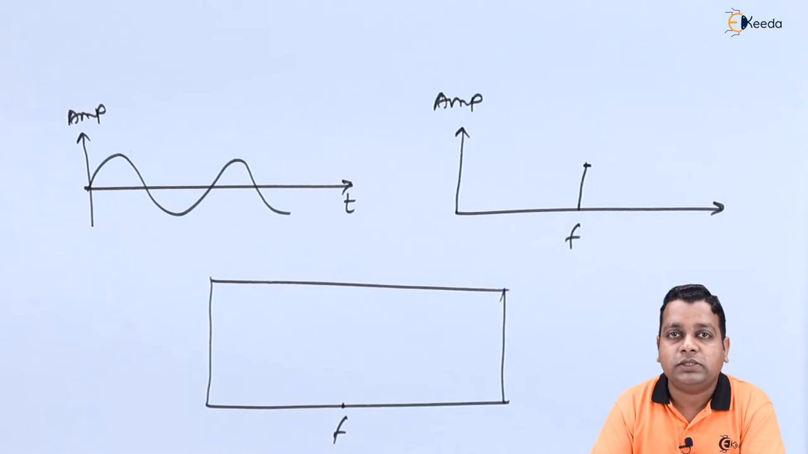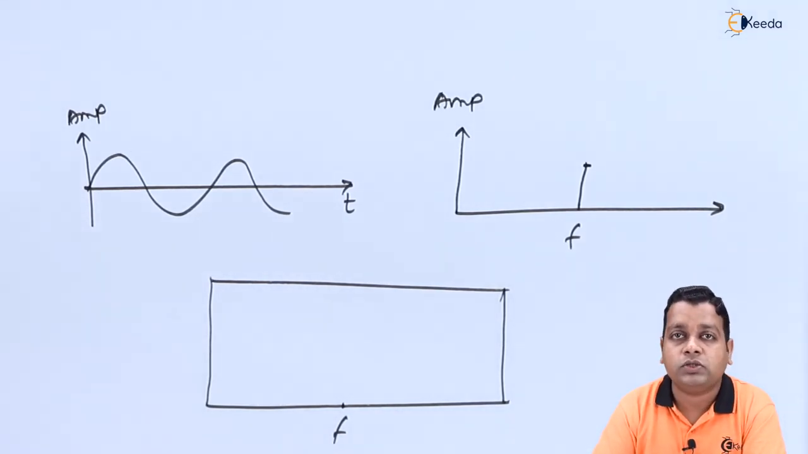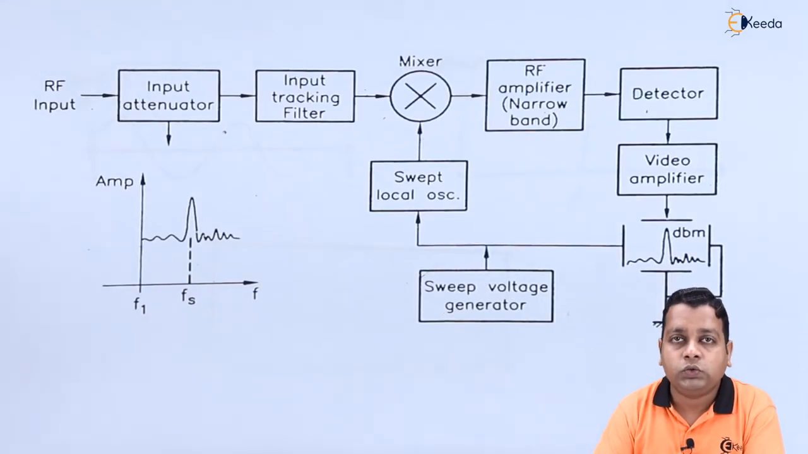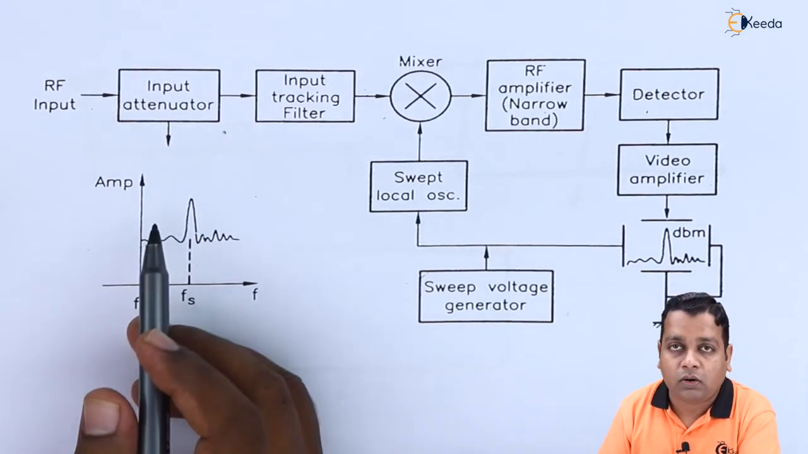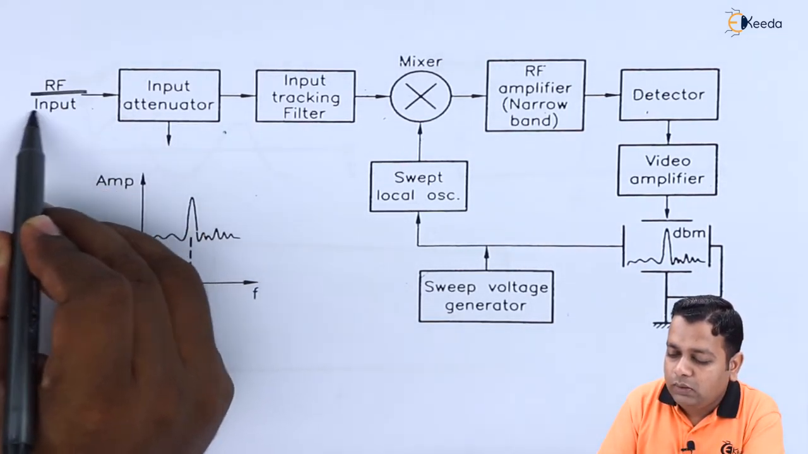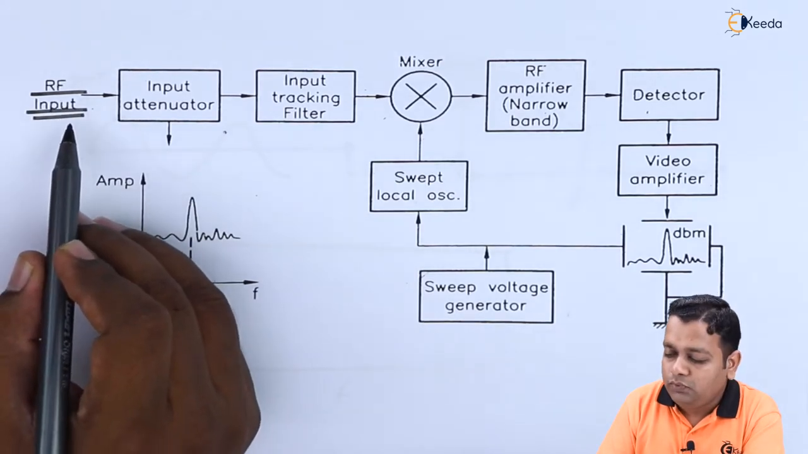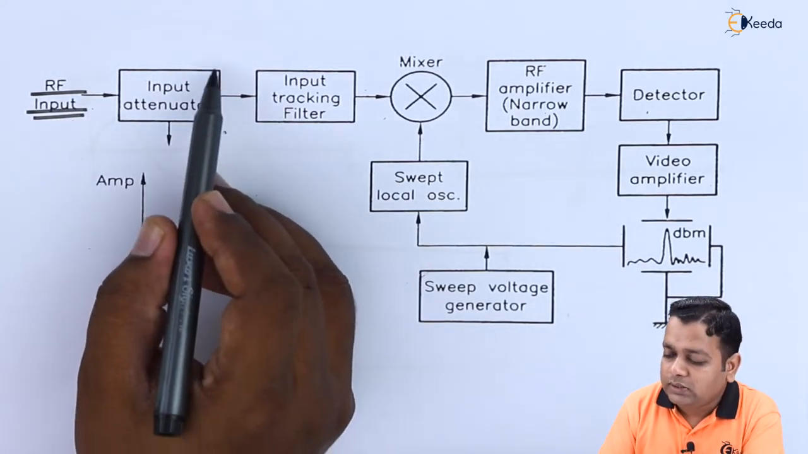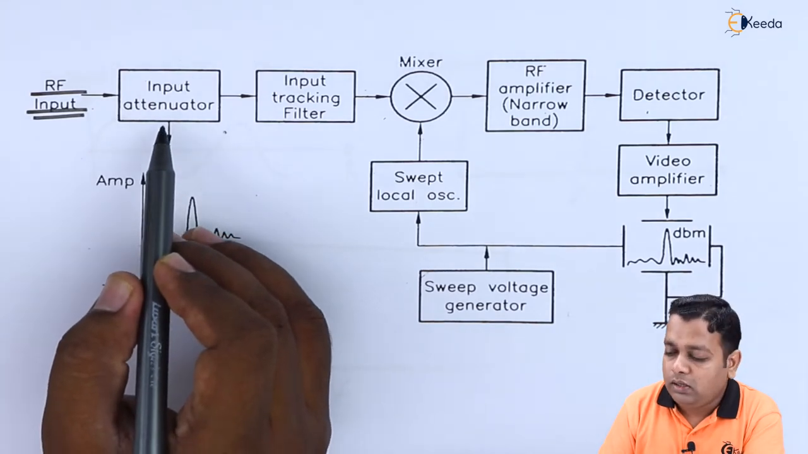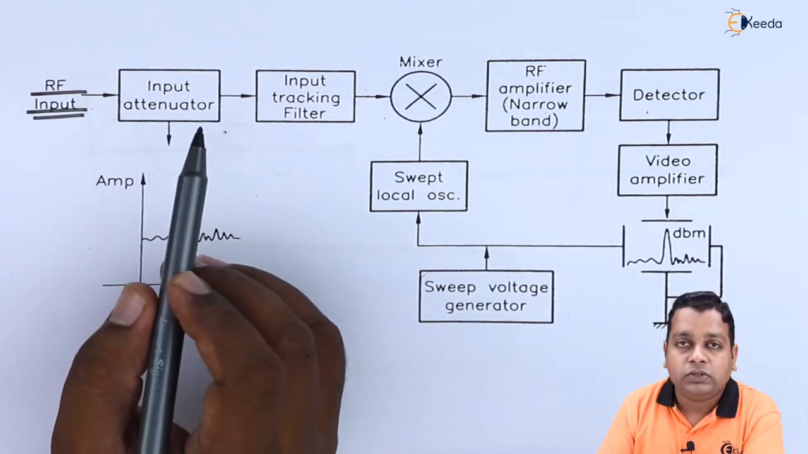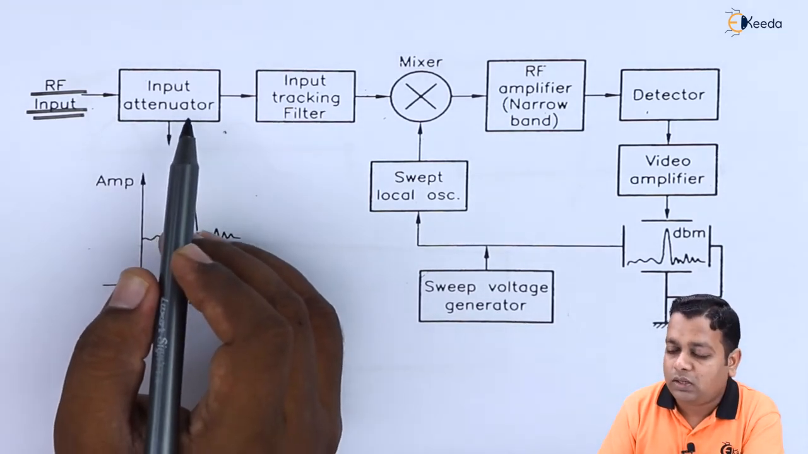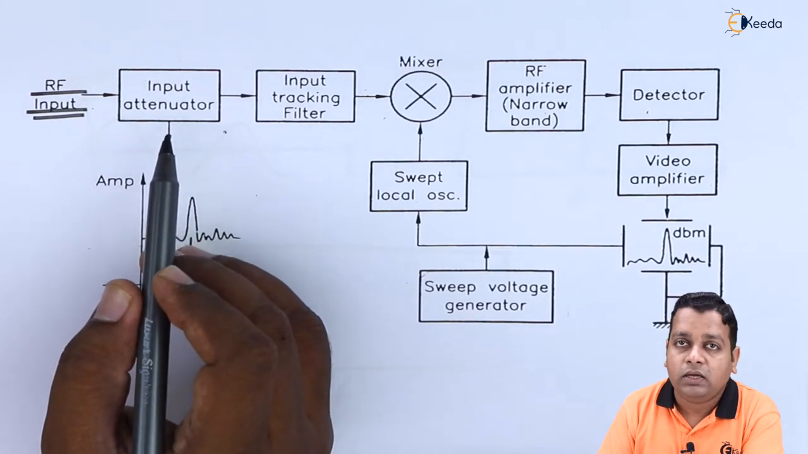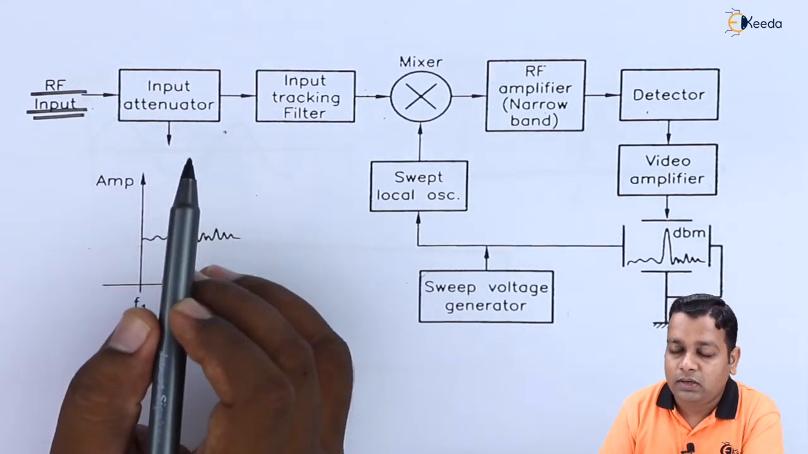So basically, the spectrum analyzer has a structure very similar to that of the superheterodyne receiver. This is the block diagram, where we have the provision to provide the input signal to the first block, which is the input attenuator. At the input attenuator, whatever the power associated with the input microwave signal, it will be brought within the controlled desired limit.